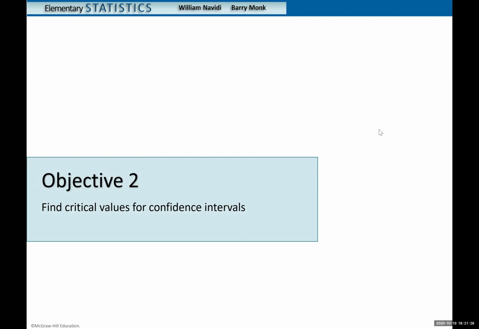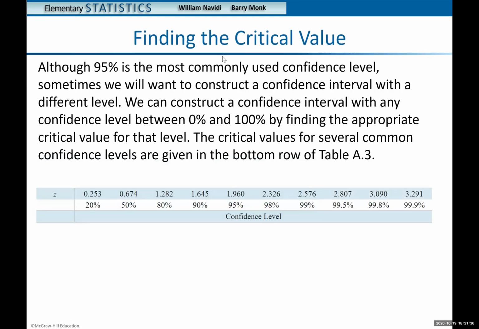Okay, next, let's discuss how to find critical values for confidence intervals. And those are the z-scores. So although 95%, like what I said, is the most commonly used confidence level, sometimes you will want to construct a confidence interval with a different level. Like as you can see here, the table here, what if you see confidence level that is 90% or 80% or even 99.5% or 99.9%.